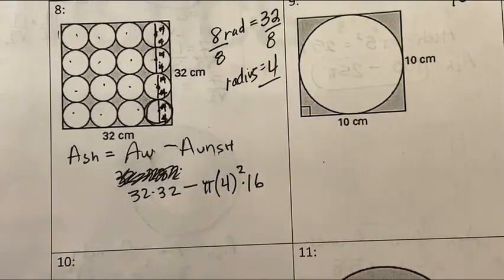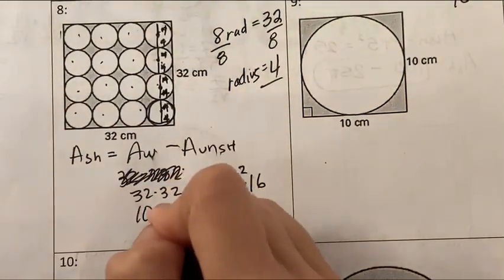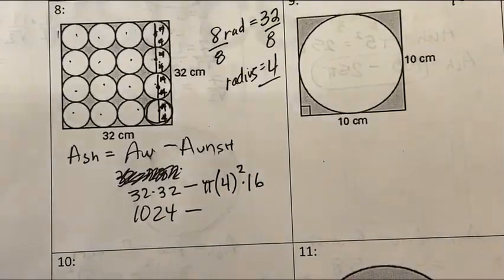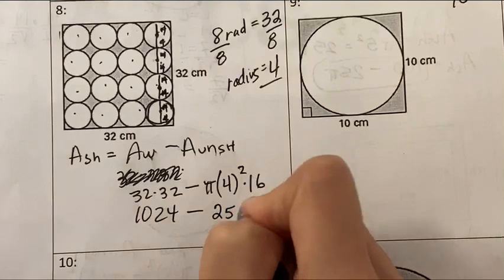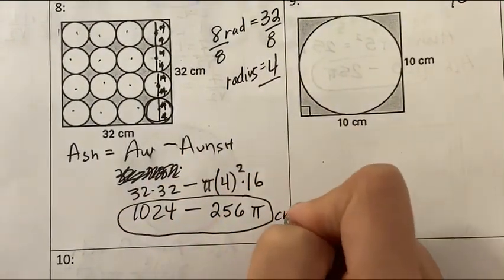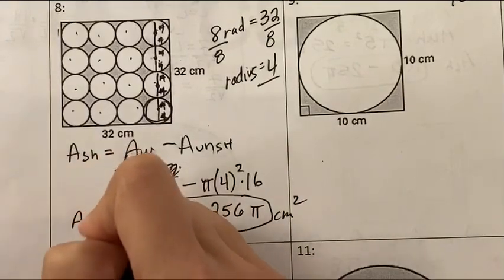All right, so 32 squared minus that. And I'm going to leave my answer just like that, centimeters squared. That's the area of my shaded.